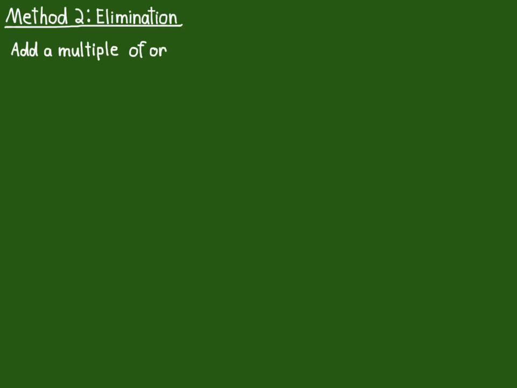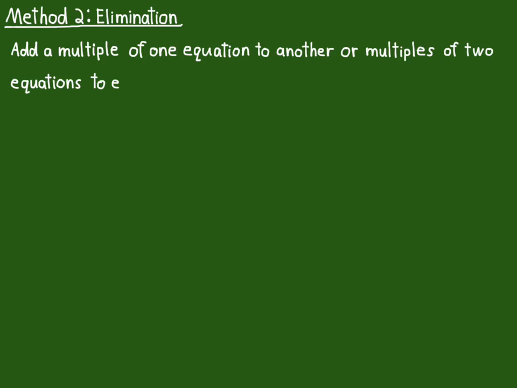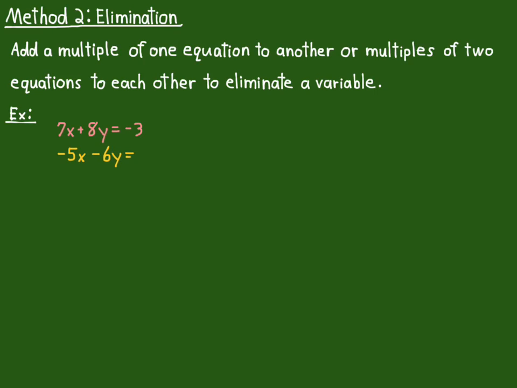So the idea here is to add a multiple of one equation to another, or multiples of two equations to each other, in such a way that you eliminate one of the two variables, or one of the three variables if there's three. This works for more than two variables. So for example, 7x plus 8y equals negative 3, and negative 5x minus 6y equals 9.